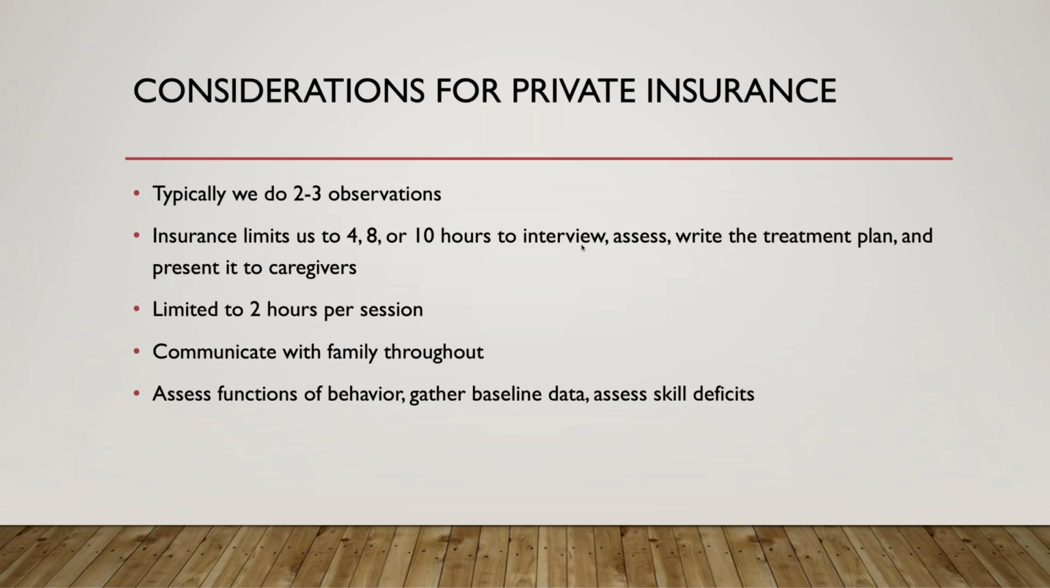Considerations for private insurance, what we do. Typically, we do 2 to 3 observations when we're doing an FBA. Insurances limit us to, sometimes we only have as little as 4 hours. Sometimes it's 8 or 10 hours. In that time, we have to do an interview. We have to do an assessment. We have to actually write the treatment plan and present it to caregivers, all within that time frame that we're given.